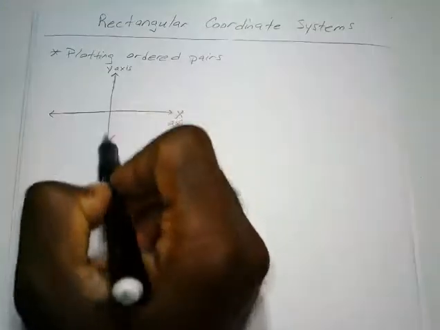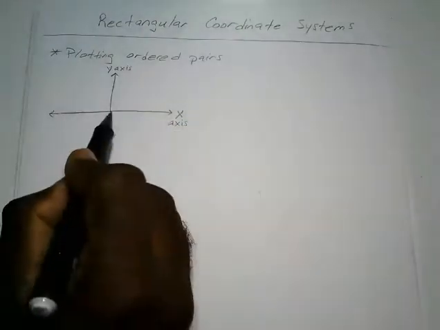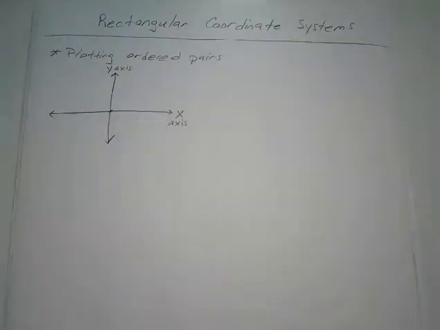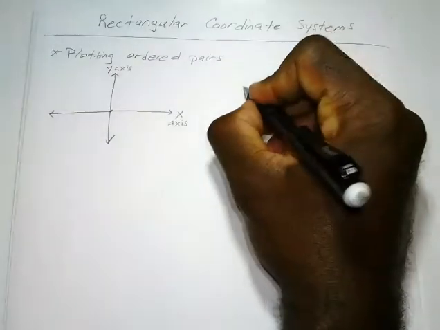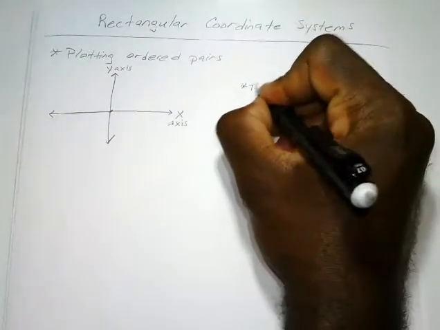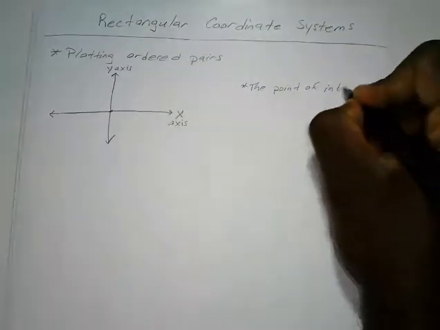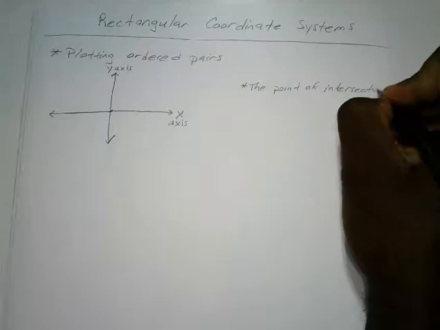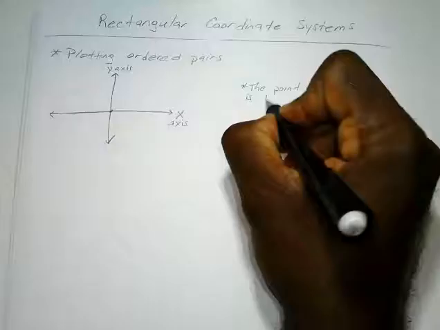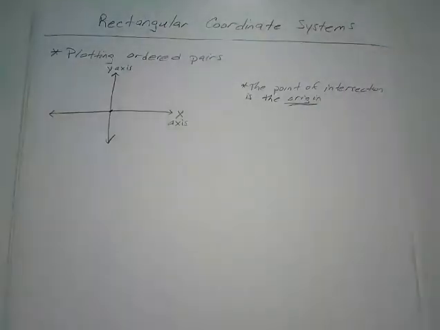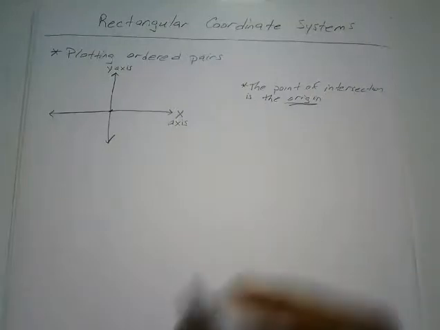Okay, now the point where this xy axis intersects, right there, that's called your origin. Okay, so the point of intersection is the origin. Okay, now you may see this called a few different things, but they all mean the exact same thing.